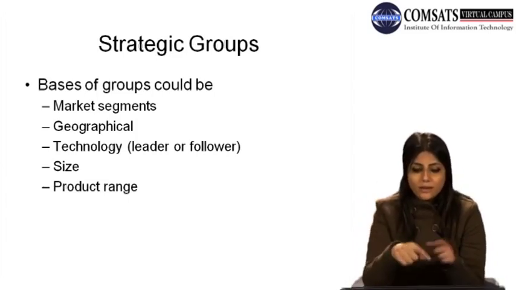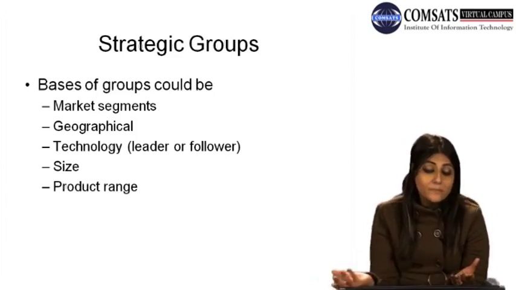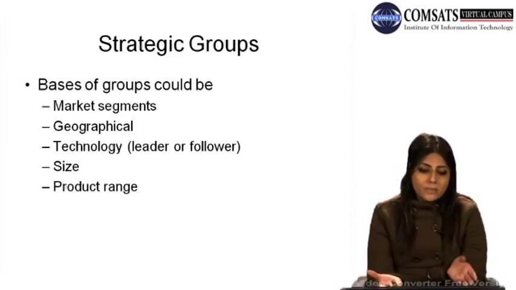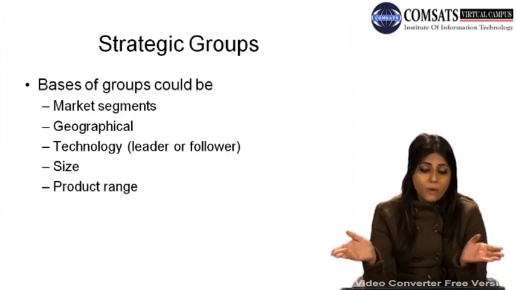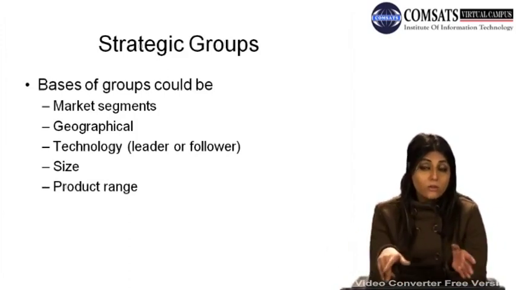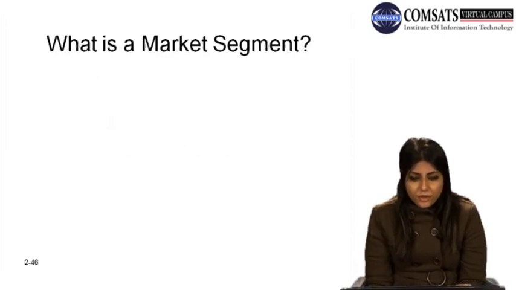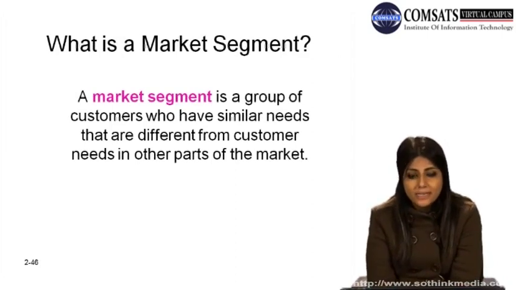Because they are operating in the same geographic region, with more or less the same technology and a similar size. Market segments are the same, right? And that limited geographic location, and then a similar product range. So a market segment is basically a group of customers who have similar needs that are different from customers' needs in other parts of the market, right?